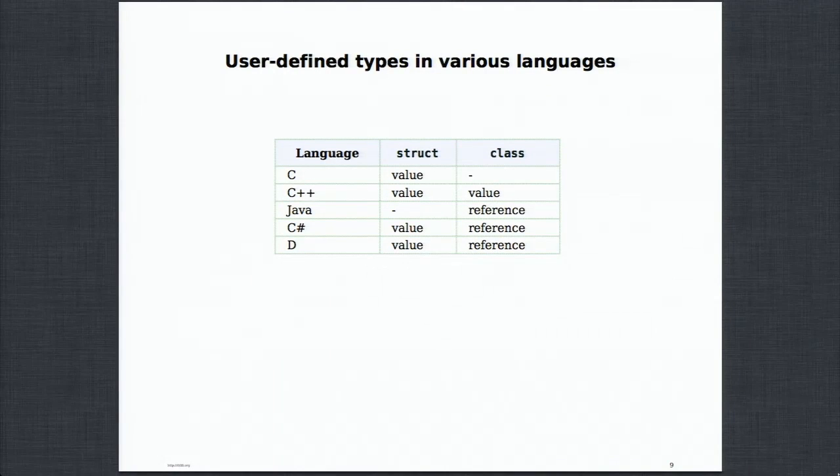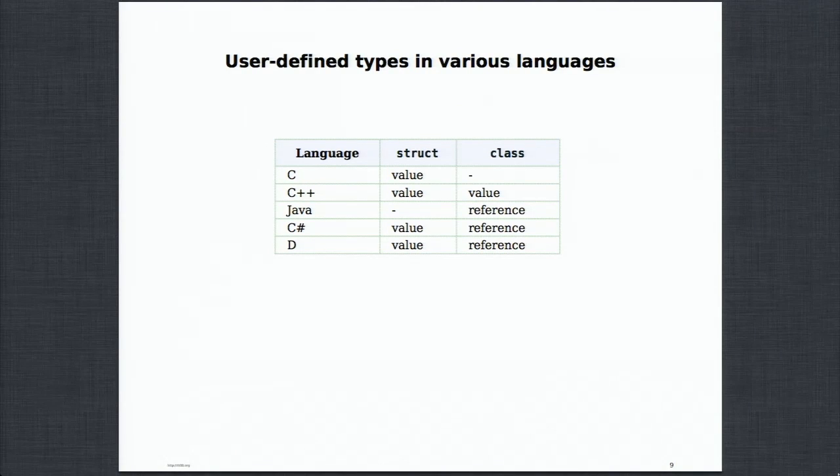Now, here's a chart of how various languages treat user-defined types. Obviously, C did not have classes, and all of the structs are value types in C. If you pass by value to a function, they get copied. C++ introduced classes to the language, and C++ made struct and class exactly the same thing, except a few access specifiers. The default access is public in one and private in the other. Java went completely the other direction, chopped off the structs, and classes became all reference types.